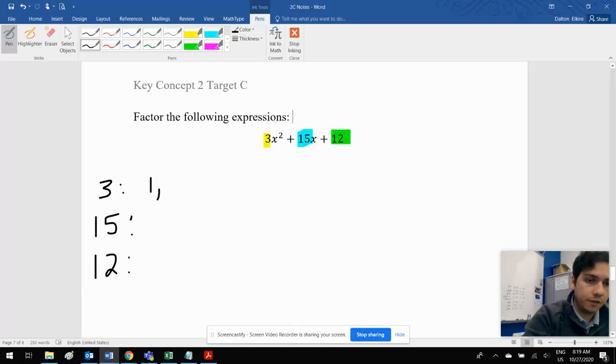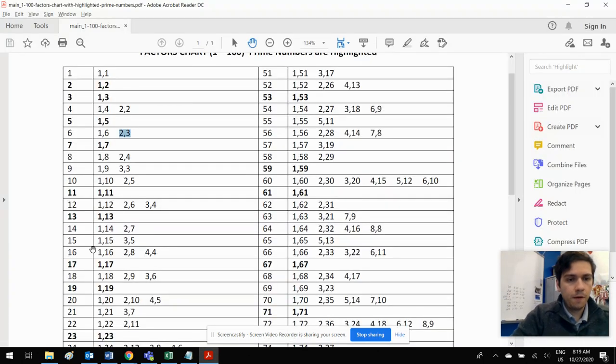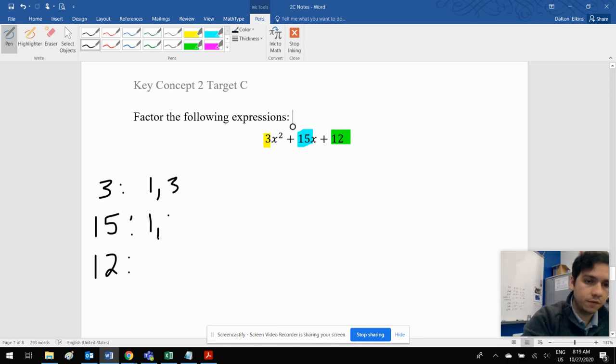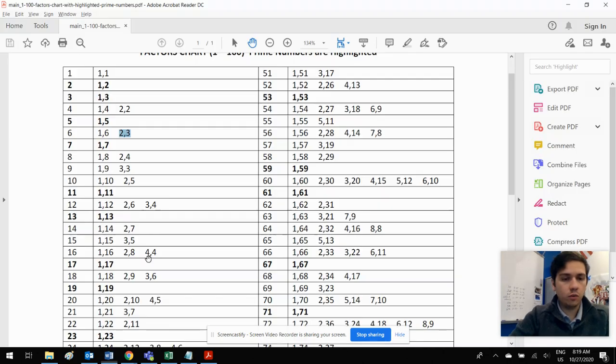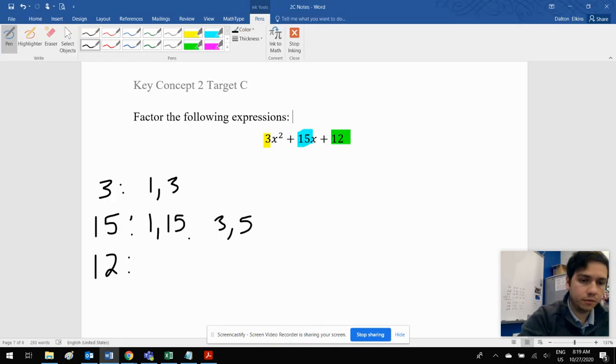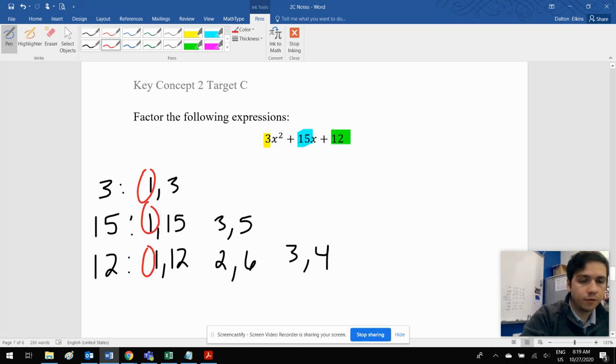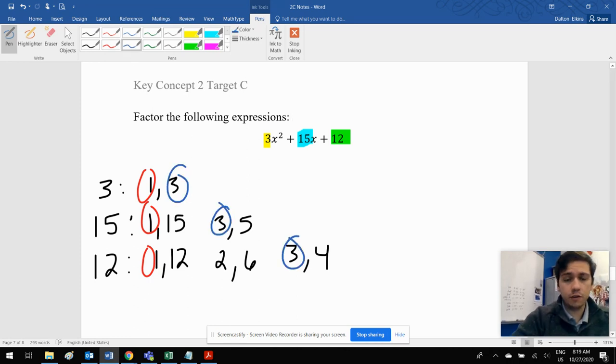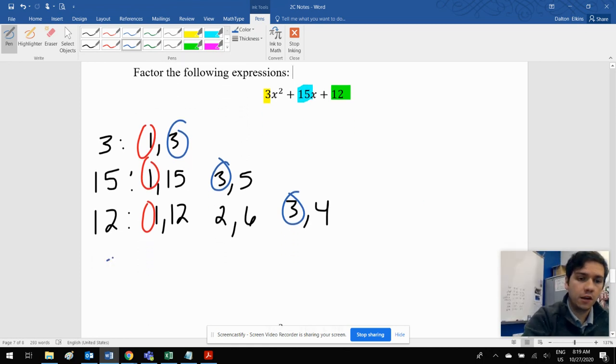So 3 is 1 and 3. 15 is 1 and 15, 3 and 5. Let's look at 12. 12 is 1 and 12, 2 and 6, and 3 and 4. So obviously each one of them shares a 1. Do they share any other numbers besides 1? So this has a 3, this has a 3, and this has a 3. So 3 is our common factor, and it's the greatest common factor.